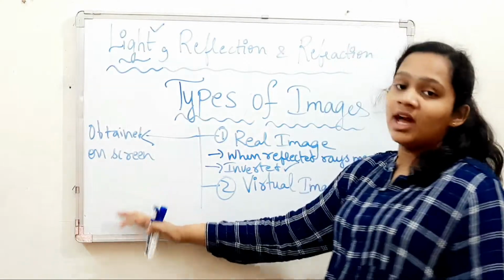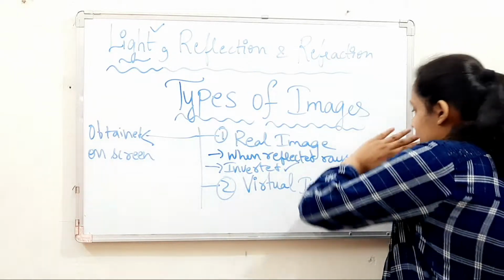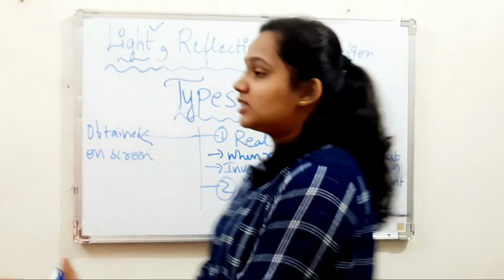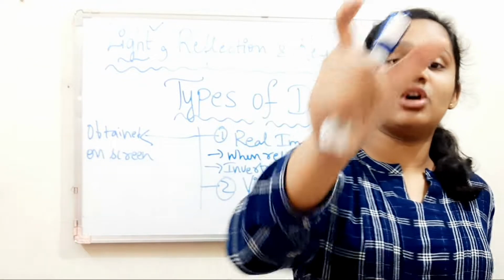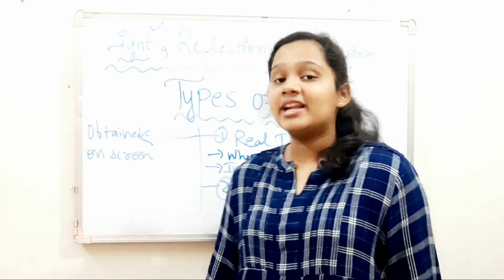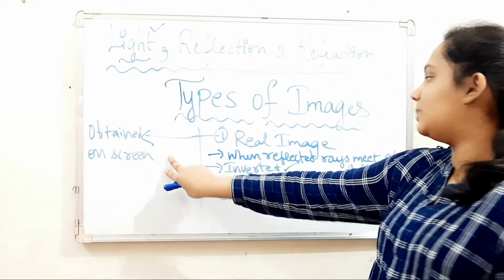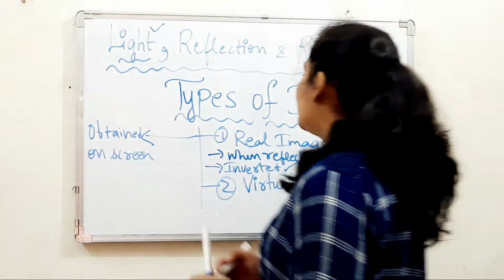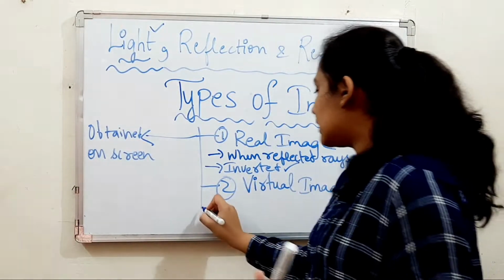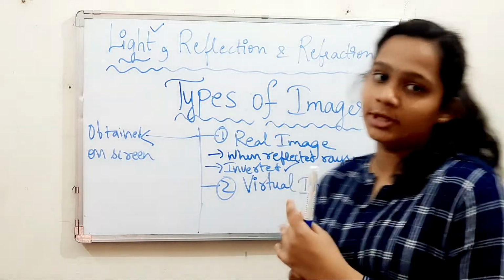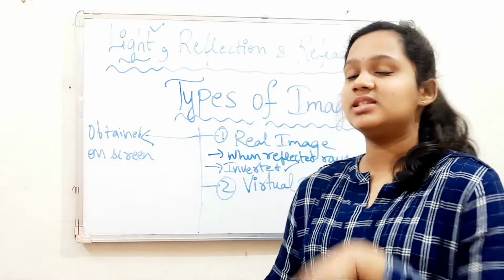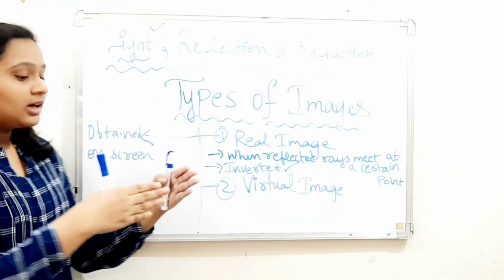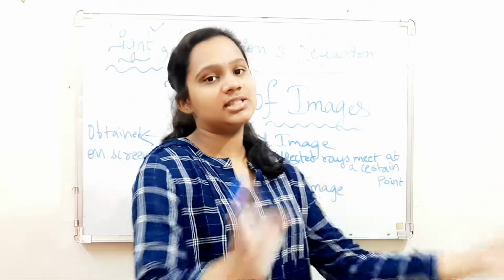And why are you able to see that? That is because of the real image formed. That is because reflected rays are meeting at a certain point to produce the image on the screen. So it can be obtained on the screen. Now talking about the virtual image, this is another important one. Now real image is nothing but a concave mirror, because in a concave mirror also the same condition takes place. What happens is that the reflected rays meet at a certain point.